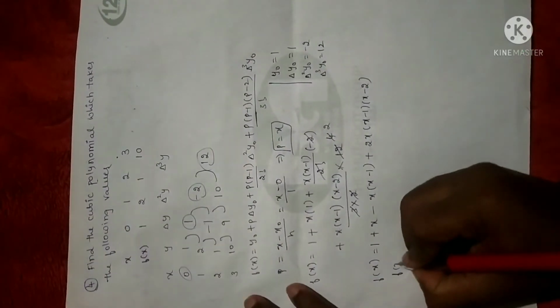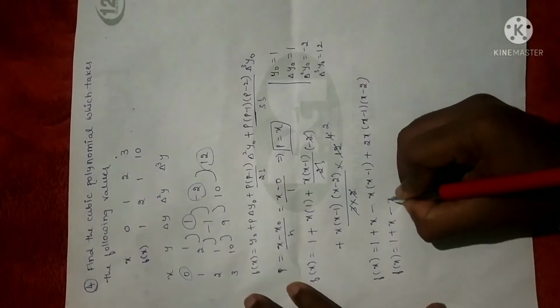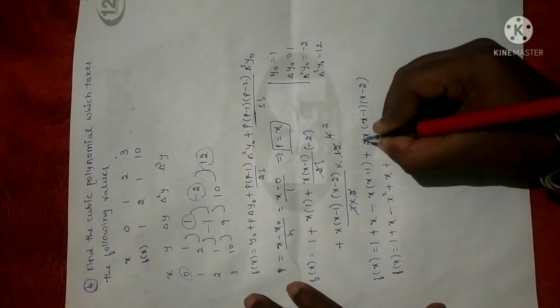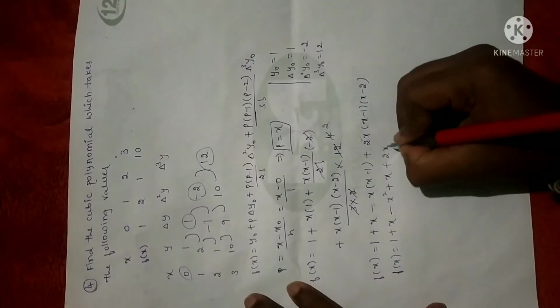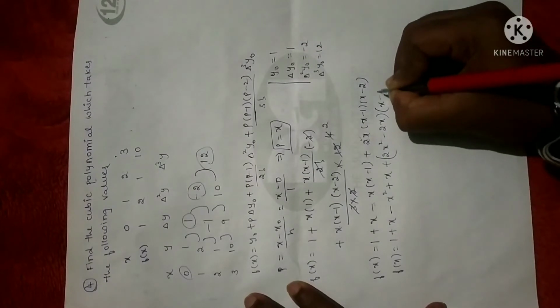So you will get f of x is equal to 1 plus x. Now multiply this. Minus x into x is minus x square. Minus into minus plus x. Again you will get, just multiply 2x. 2x into x is 2x square. Minus 2x into 1 is minus 2x. Now with this I have to multiply x minus 2.